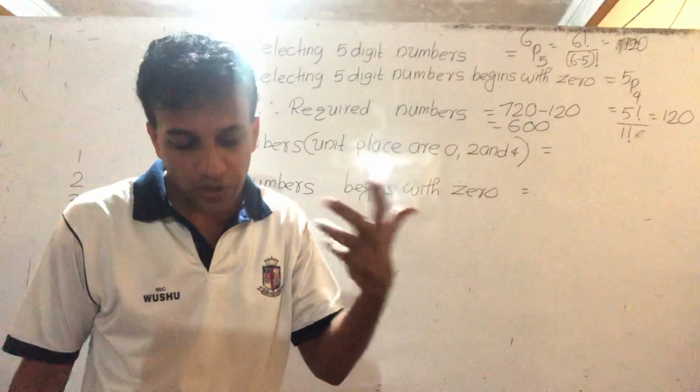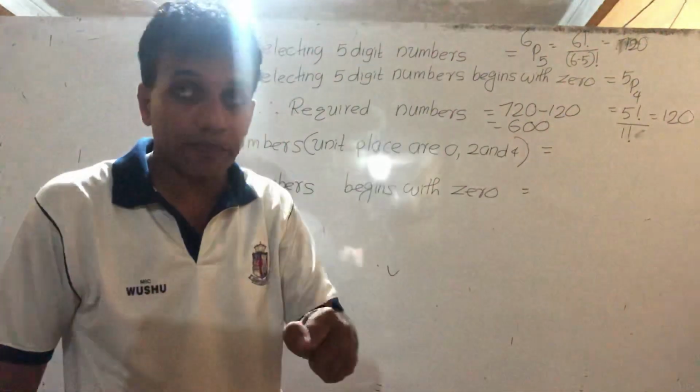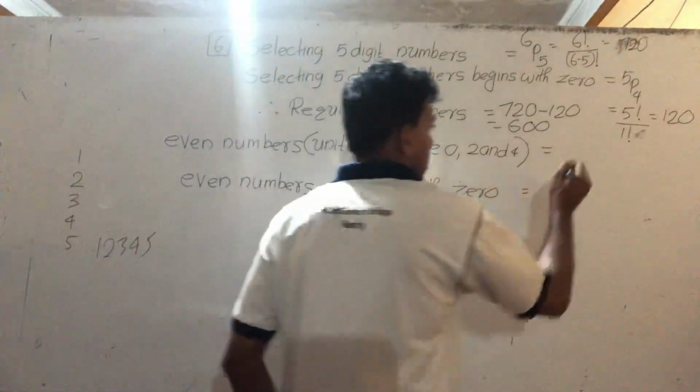So what is the permutation symbol for that? 3 numbers available. Take 1 from that. 3P1.